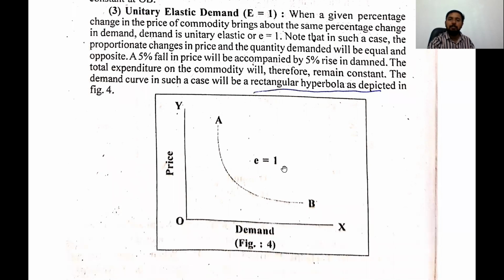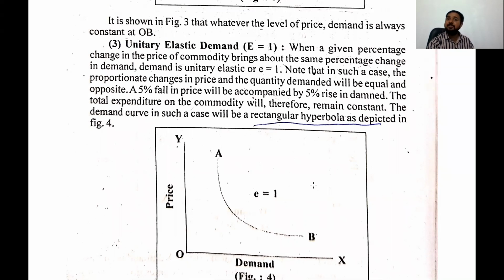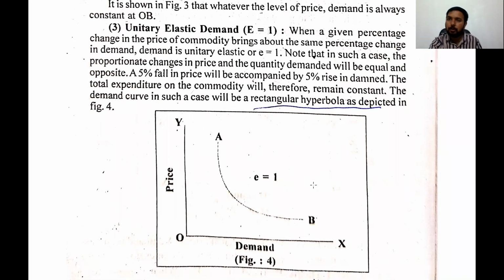So here we can clearly say this is a hyperbola situation. On the x-axis we have demand, on the y-axis we have price, and you can clearly see that when the price is decreased by 5%, demand will be increased by 5%. In such a situation we get a graph like this, and this is known as unitary elastic demand. So that is it for today in this lecture.